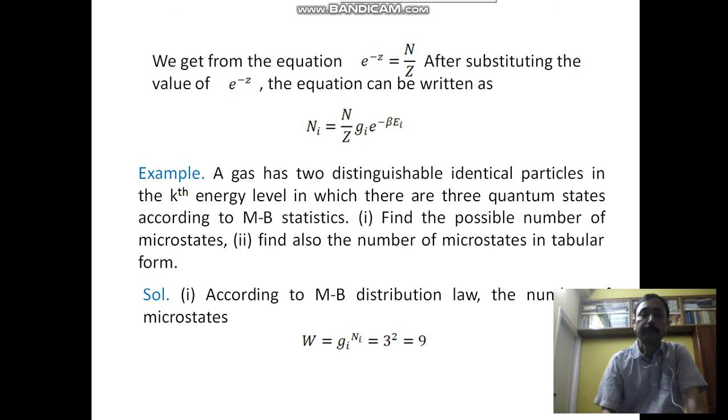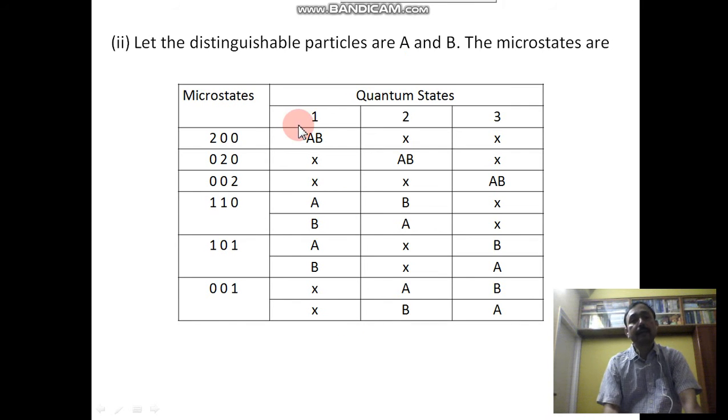Now comes the second part, in tabular form. There are three quantum states, which we represent as 1, 2, 3, and two particles. The particles are distinguishable, so the particles are A and B. Consider the first microstate: in quantum state 2 there is no particle, and in quantum state 3 there is no particle.